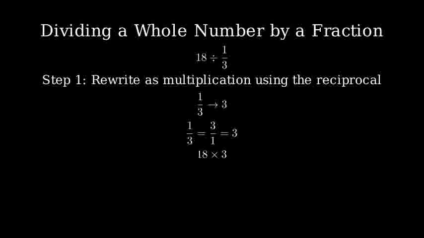Next, we'll calculate the result of this multiplication. The simple way to do this is multiply 18 and 3 to get 54. So dividing 18 by 1/3 results in 54.